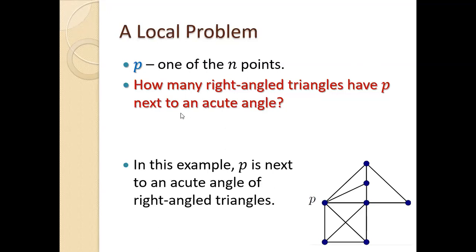So let's look at this example. Here's my point, I fixed P. I want to ask how many right angle triangles it participates in, where P is not next to the right angle. Can you tell me what you think? Try to count how many right angles P is one of their vertices and not the vertex next to the right angle. Okay, you understand the question?